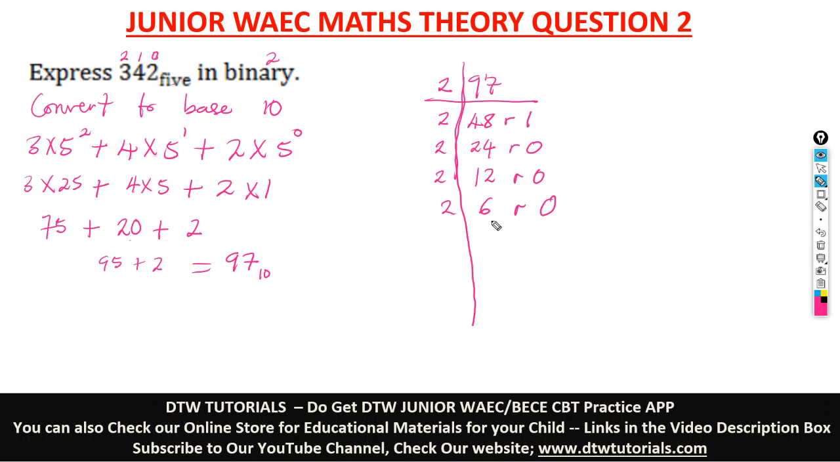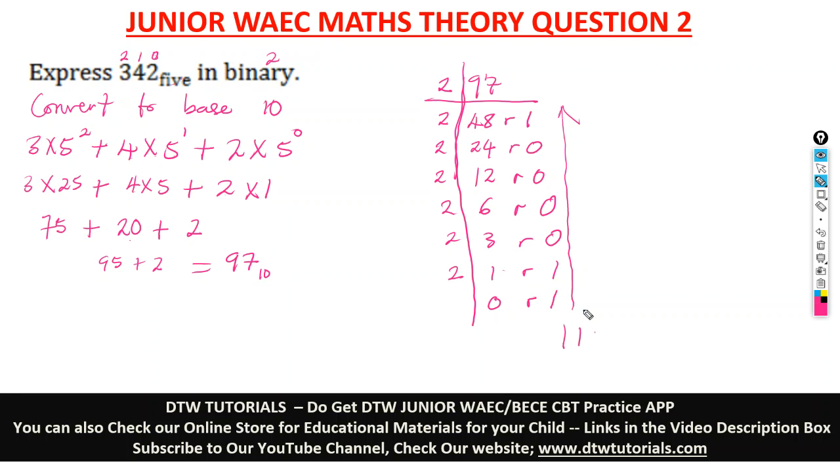2 again will go in 6 3 times, remainder 0. Now 2 will go in 3, how many times? 1 time, and there's a remainder 1. Now 2 again, can 2 go in 1? No, so we'll put a 0, then we'll put this 1, remainder 1. Okay, and we're going to take our answer upwards, not downwards. Okay, so our answer will be 1 1.